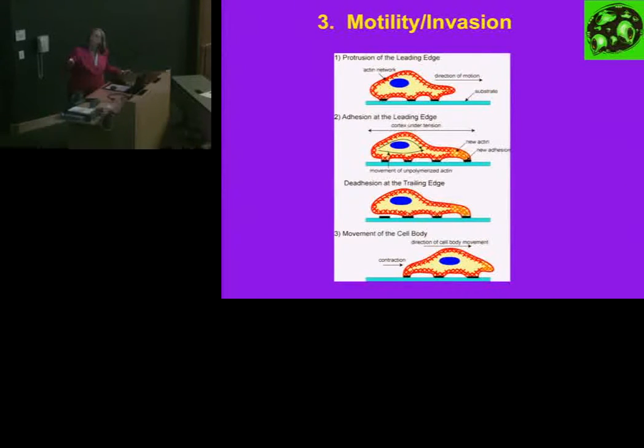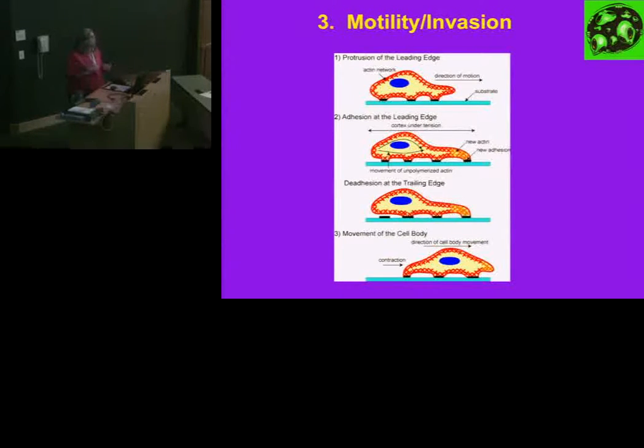So the cells will extrude a filopodium in this case, or a lamellipodium. Maybe I don't have a picture of that, but that's a larger type of projection. Adhere to the underlying matrix. This requires the whole cytoskeleton to reorganize, and that's where those Rho-GTPases are critically important, whether it's organizing a filopodium, a lamellipodium, the whole stress fiber network, et cetera.